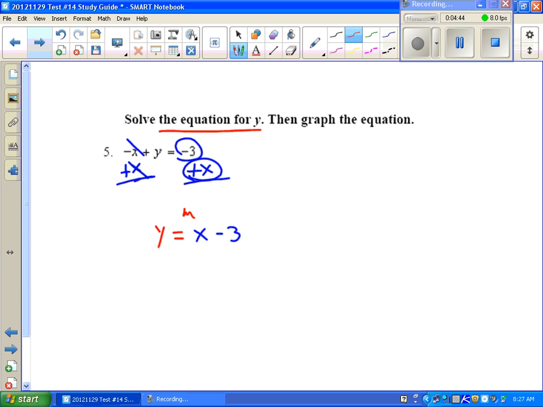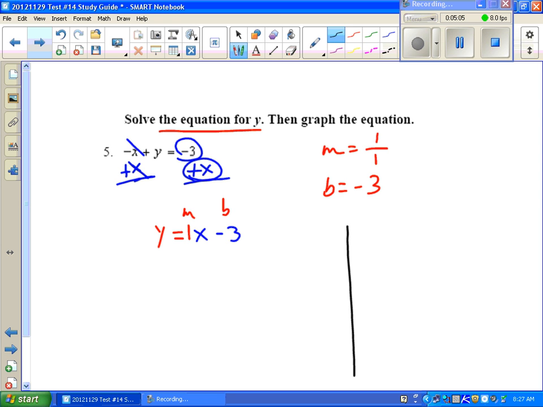M is the value that's not shown. You can see b clearly, it's -3, but m's not shown. It's that 1 that's in front of the x. Everything multiplies by 1. So its coefficient when it's not shown is 1. So m's value is 1, which is going to be over 1 because everything's over 1 as well.